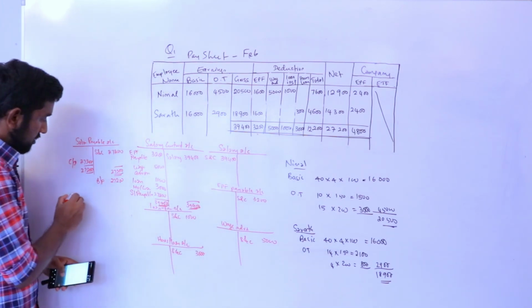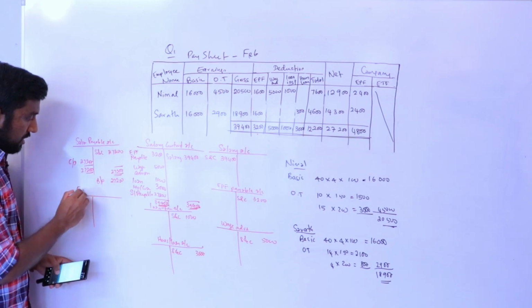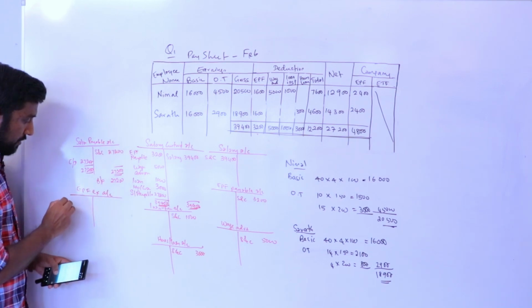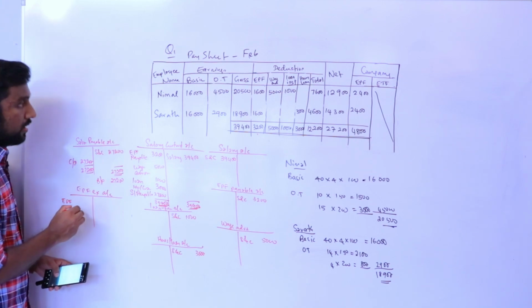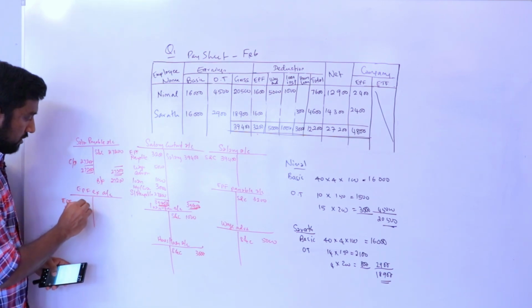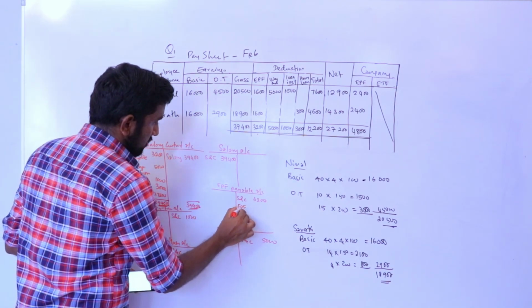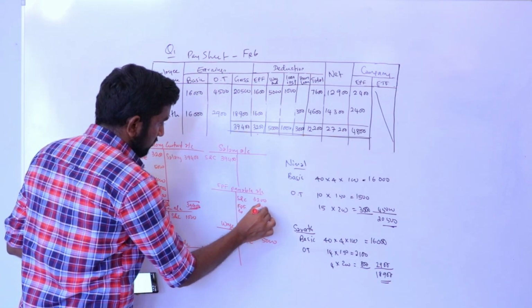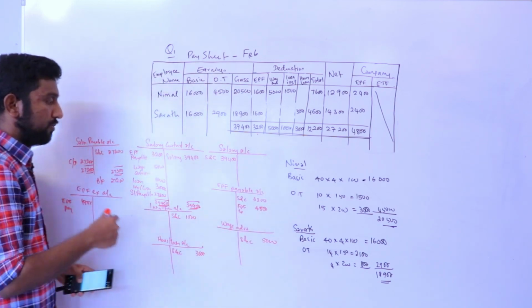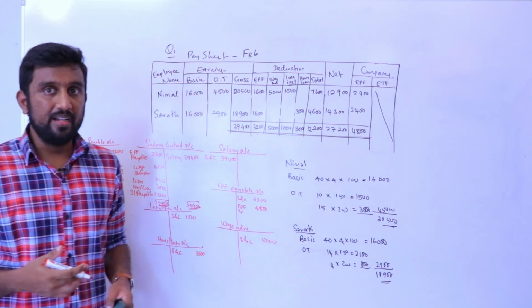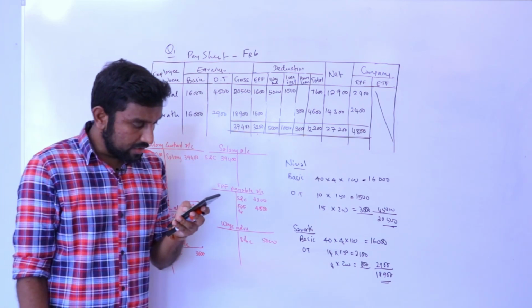Then the EPF contribution of the employer. Double entry is EPF expense debit, and I write EPF payable here. How much? 4,800. And EPF payable 4,800. So EPF payable will have both balances, right? Both contributions of employer and employee. Fine. So those are the transactions we do have.